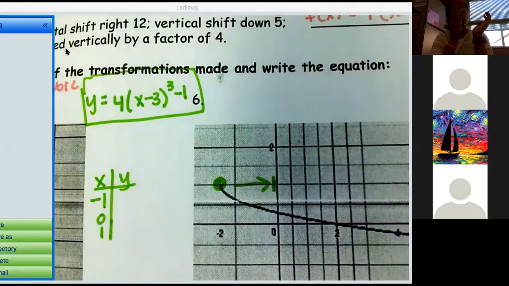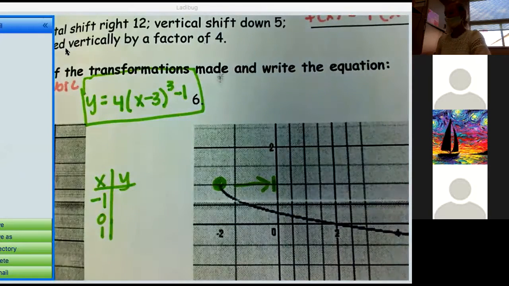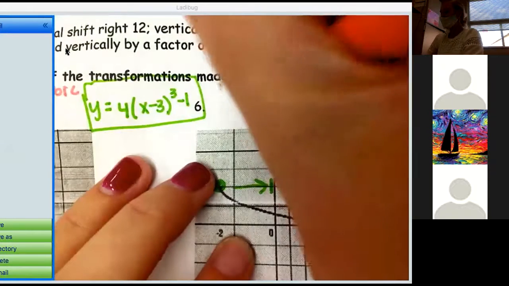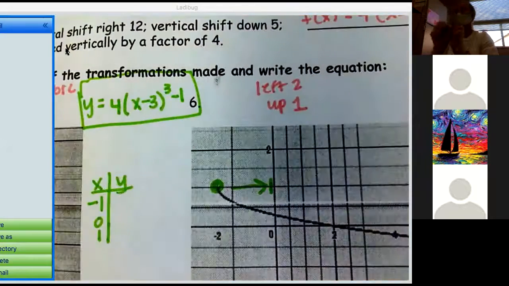Okay, where is a square root function supposed to start? Where do they all start? 0, 0. Where is this one at? -2, 1. So what did we do? Where did we shift it? There we go, Drake, good job. Left 2, up 1. And I hear other people too, good job.